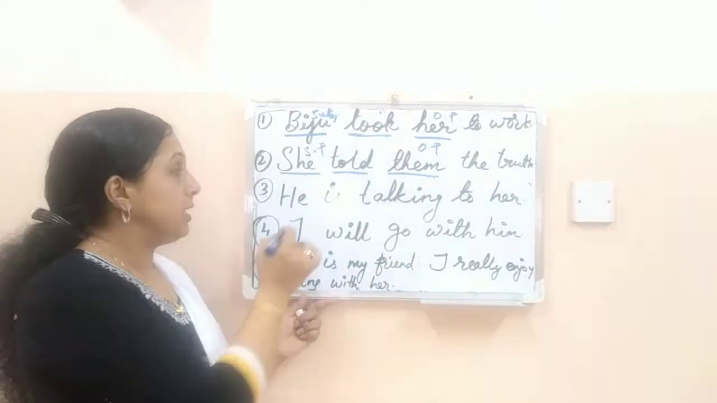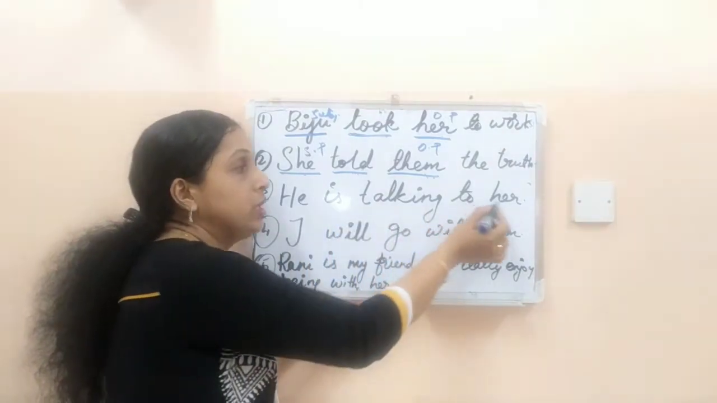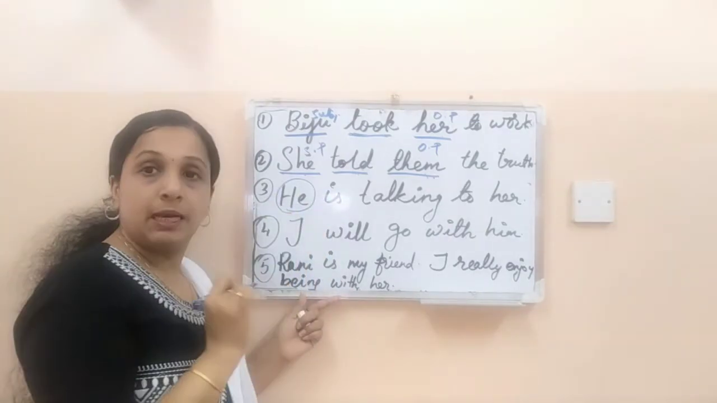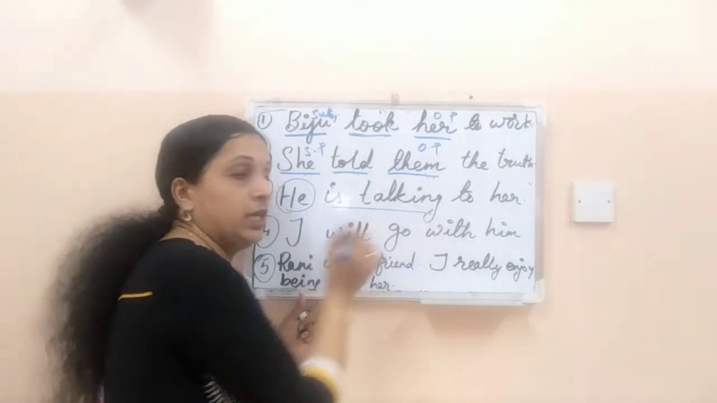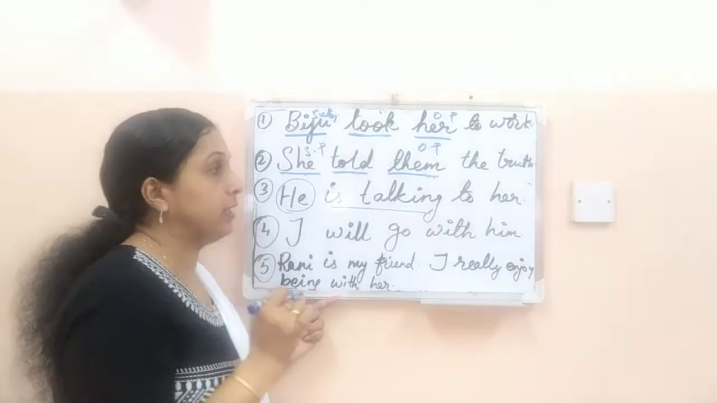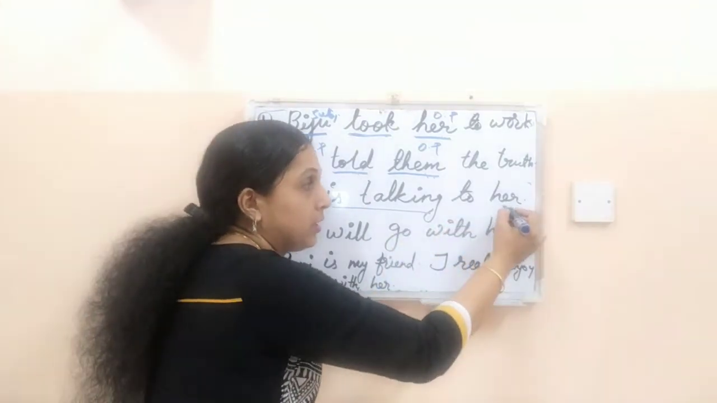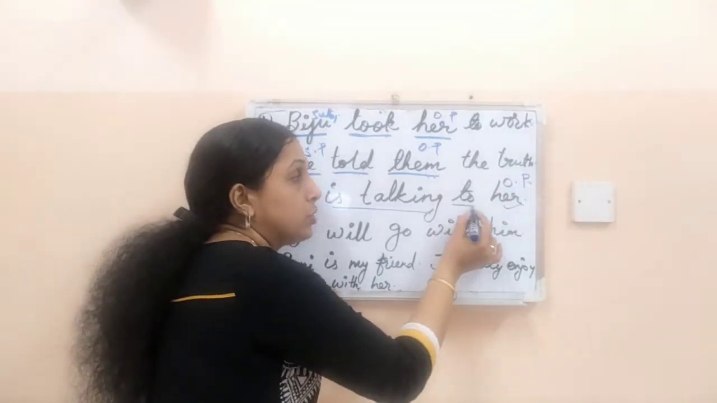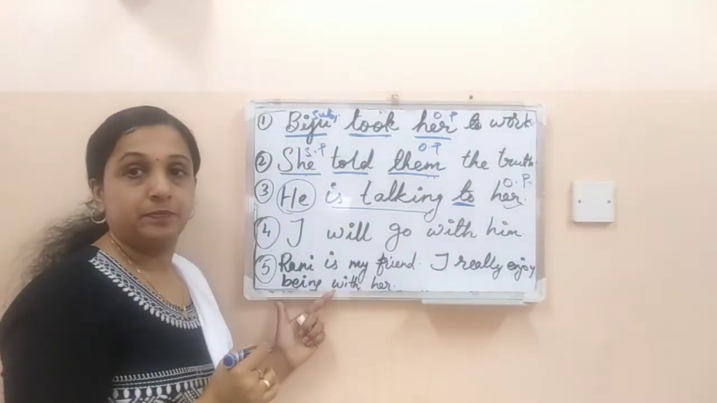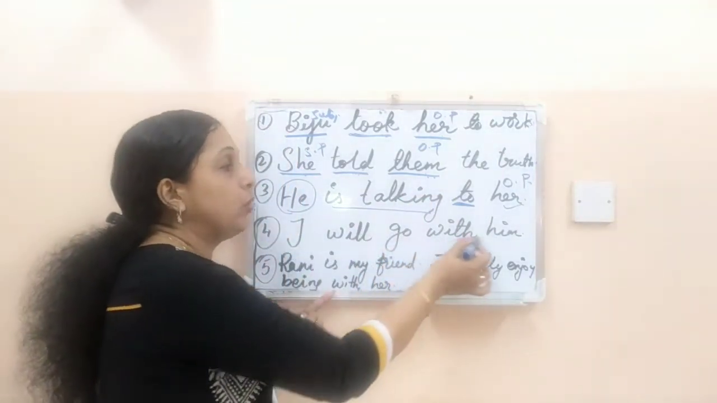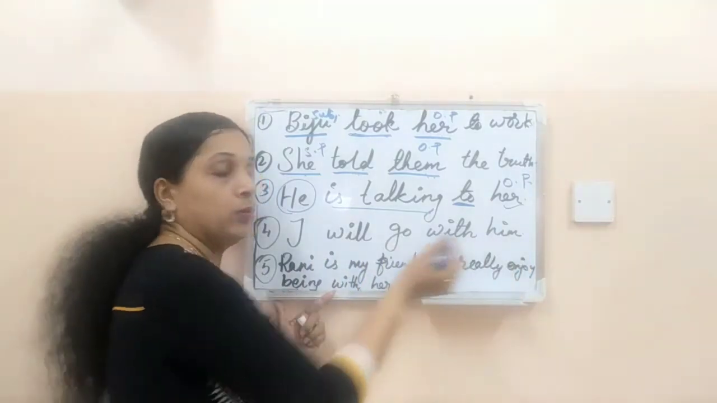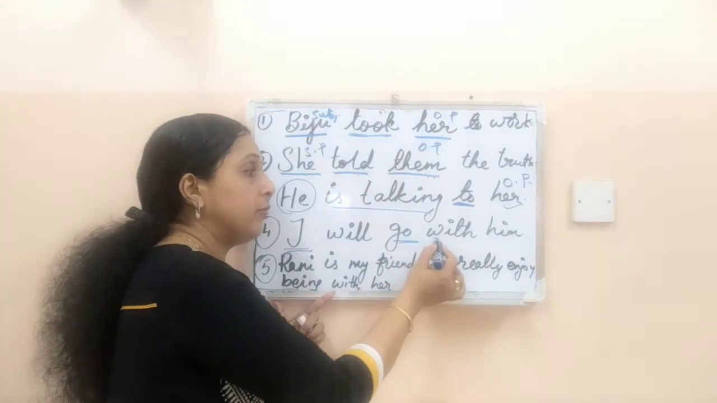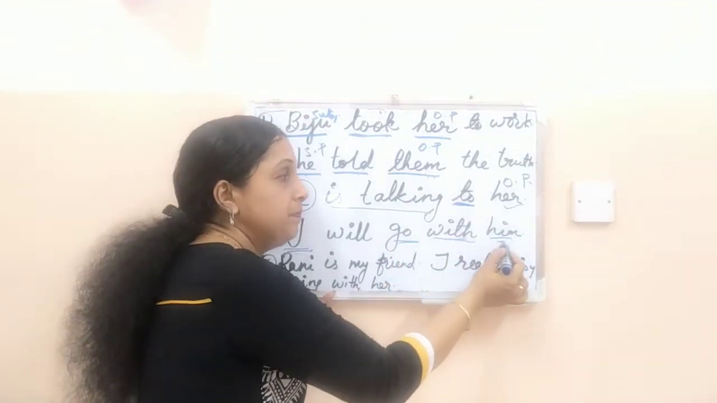Let us see the third one. He is talking to her. This is the subject pronoun. Is talking is a continuous tense, a verb over there. To whom? To her. That is the object pronoun. To is a preposition. I will go with him. I will go. I, subject, go, action word, with is a preposition, and him, the object.